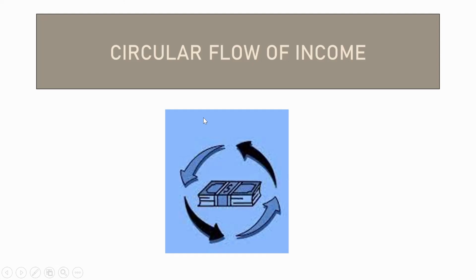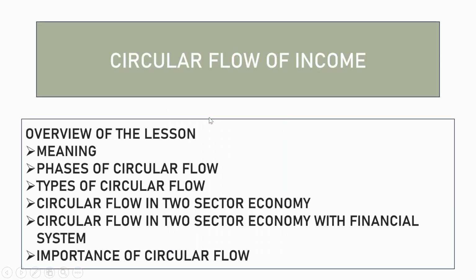Hello everybody. So in this video we are going to learn about class 12 macroeconomics chapter 1. Name of the chapter is circular flow of income. Let us begin. Let us have an overview of the chapter.